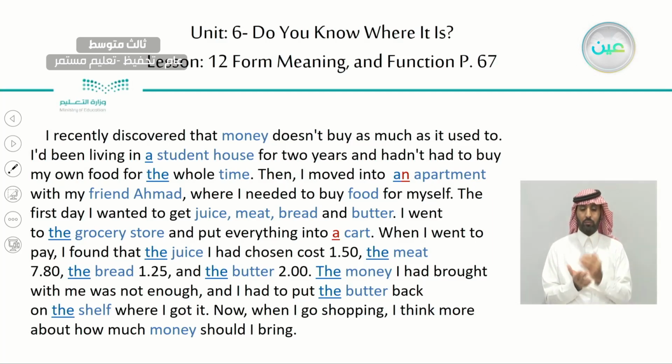Here, I went to the grocery store. I'm talking about a specific store, a specific type of store, and they put everything into a cart. Here, I didn't talk about the cart before, that's why I used a. When I went to buy, I found that the juice, the butter, the bread, because all of these I talked about before. I introduced it before. You can read it in the previous sentences. That's why now I use the before it. Okay?